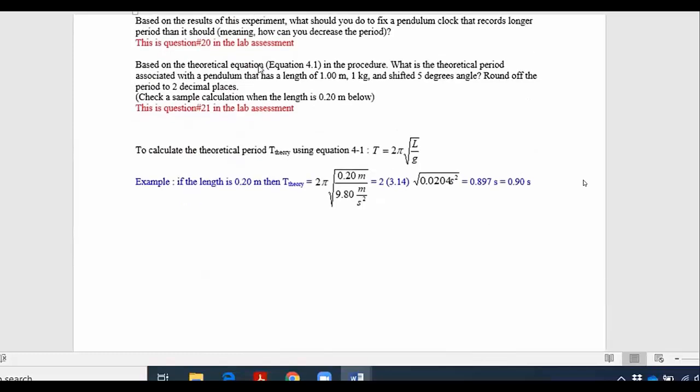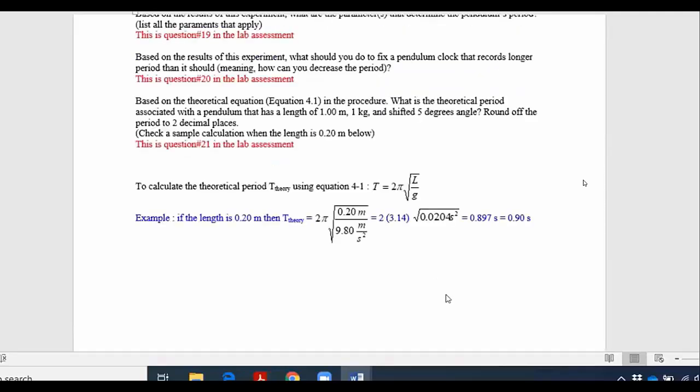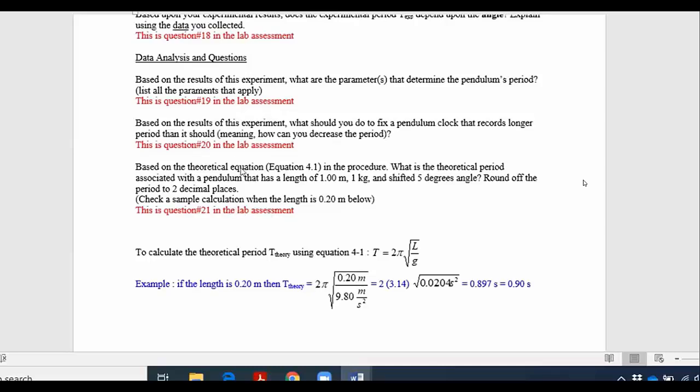Then also at the end, there is some calculation that you need to do. And I gave you an example here. The first calculation, I gave it to you actually. I showed you how to calculate it. So make sure you follow this example that I gave you. This is maybe the only math part in this experiment, doing this calculation. So to do this calculation, you have to divide 0.2 by 9.8 first. And then after you get the answer, you take the square root. Then you multiply it by 2 times pi, and pi is 3.14.